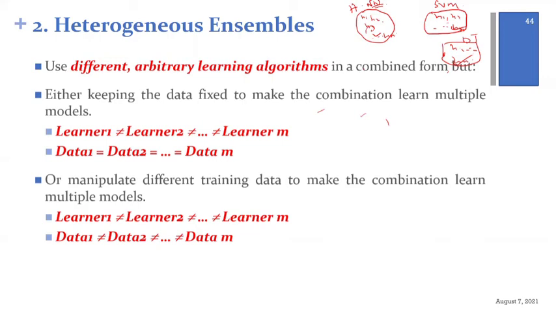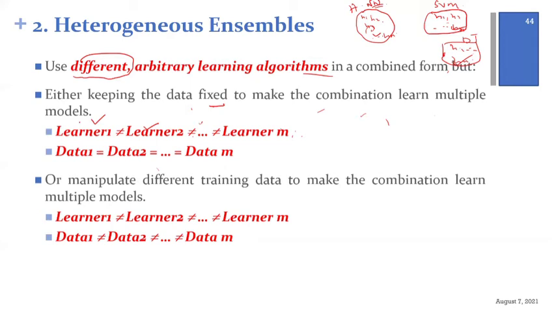But for heterogeneous, now you have to take some further steps, specify different models, different learning algorithms that you are going to use. Now, in heterogeneous ensemble, this is different. You use different arbitrary learning algorithms in a combined form. There are two ways of building this. One is by keeping the data fixed to make the combination learn multiple models. You see, because learner 1 is not equal to learner 2, and learner 2 is not equal to learner 3, up to learner M. All the models, all the algorithms we are using, are of different types.